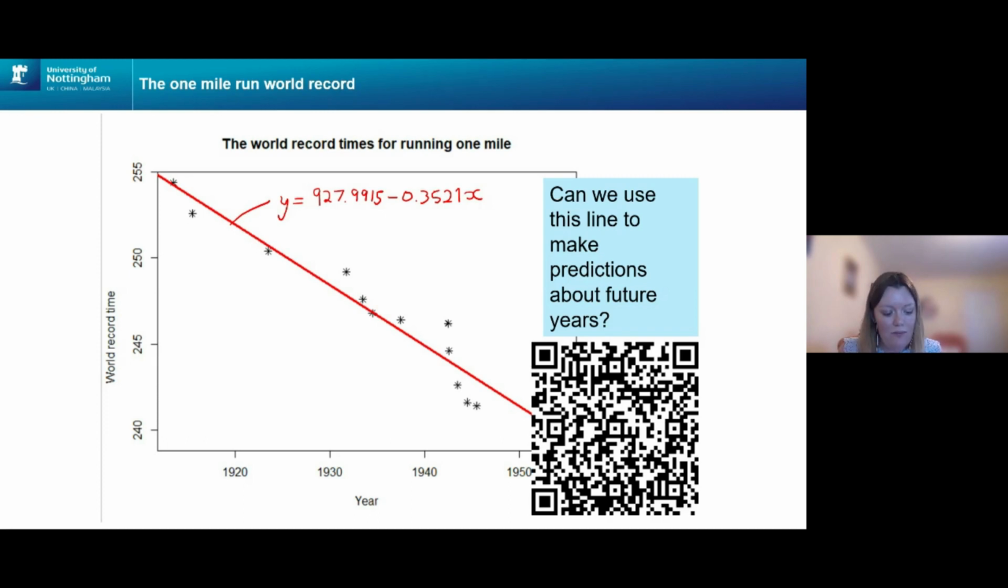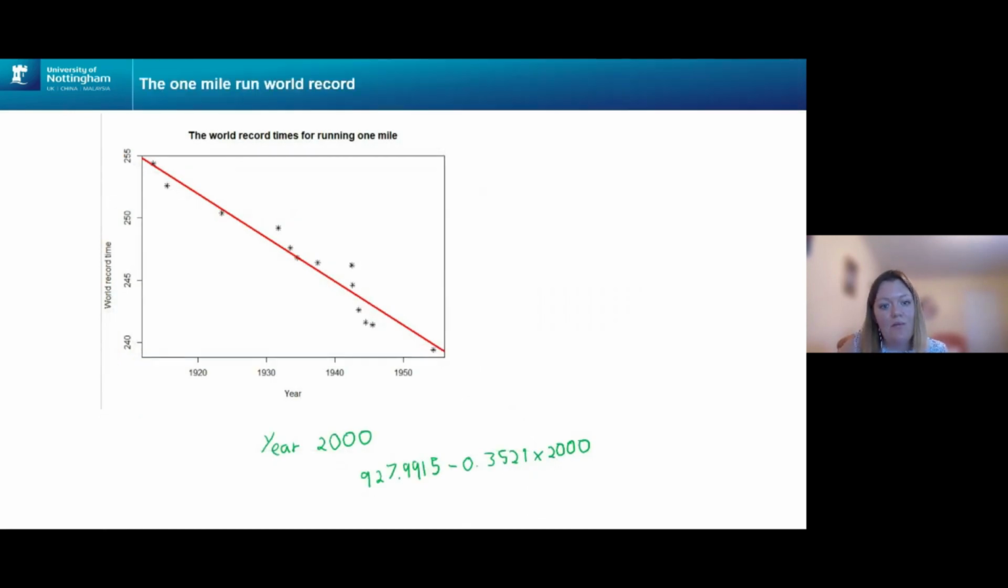Yes, so people are saying that eventually there is going to be a limit where we can't get any quicker than what's already there. So let's actually have a look. If we did use the line to predict what it would be in the year 2000, replacing x with 2000 in that formula, we would get that by the year 2000, the world record would be 224 seconds with that line.